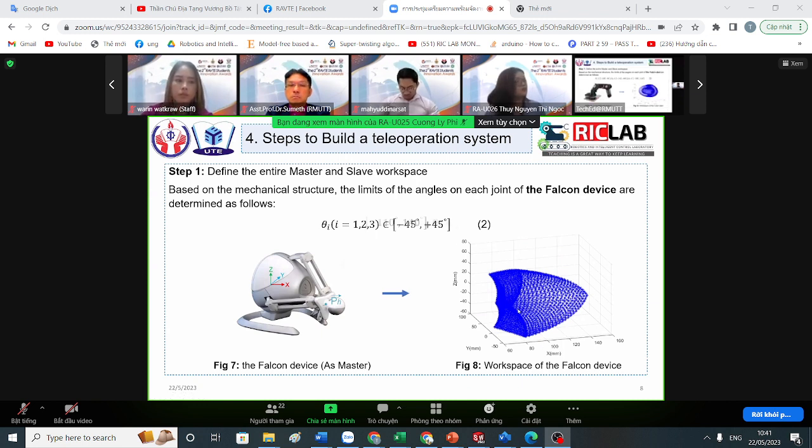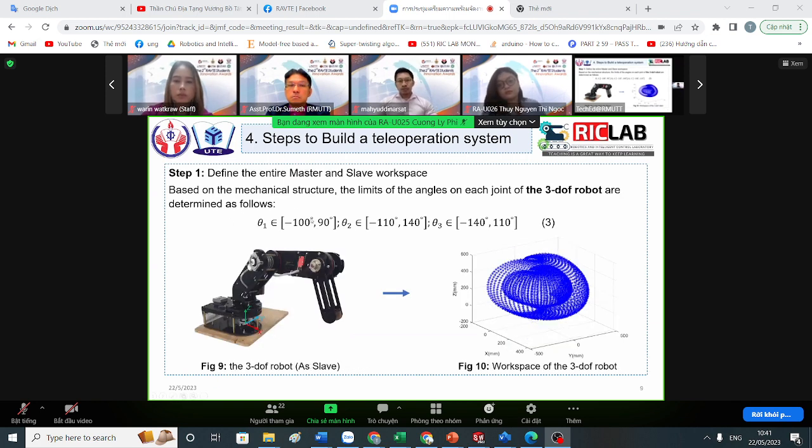In the mechanical structure, the limitation angle of each joint of the 3DOF robot is determined at the angle limitation in equation 3, giving the workspace of the 3DOF robot.